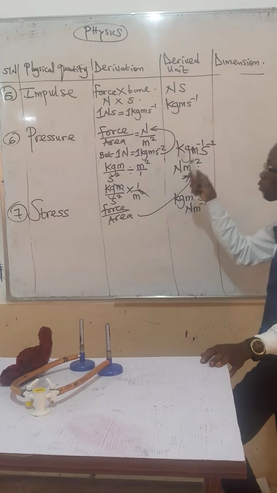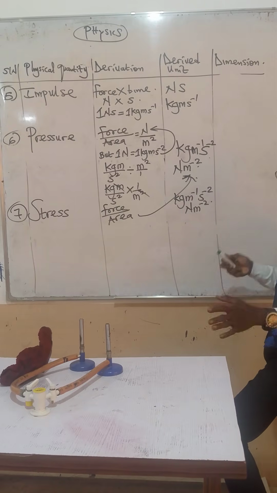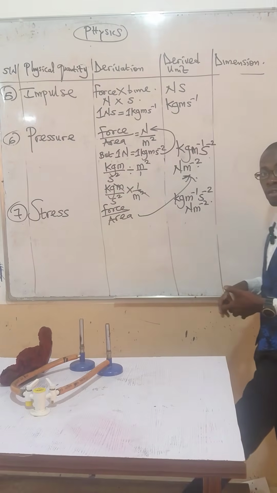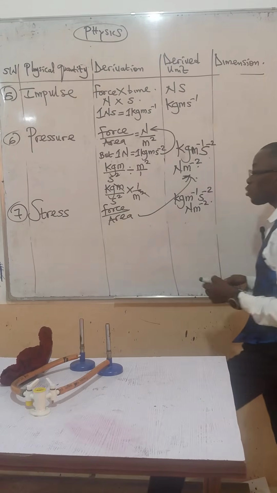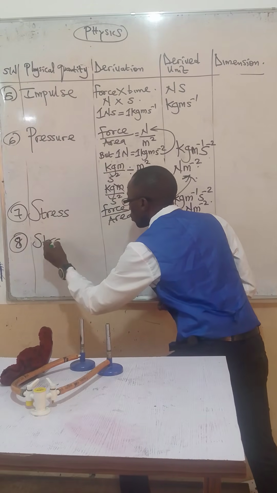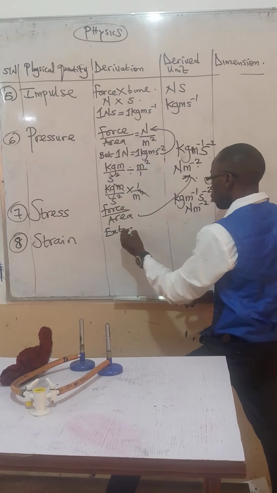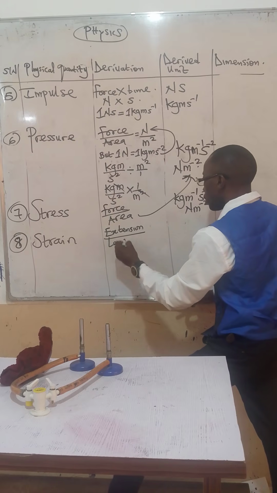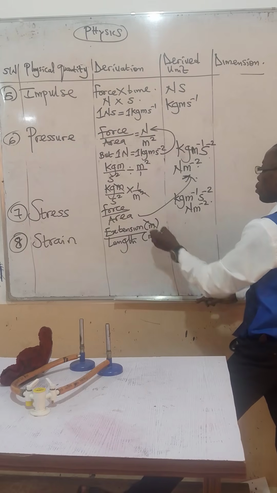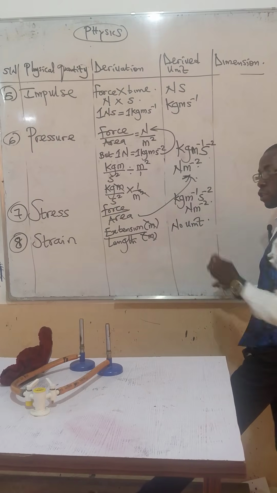From example 4 and 5, momentum and impulse have the same unit. So definitely they have the same dimension. And here also you have pressure and stress having the same unit. That means they have the same dimension. Okay, let's check strain. Strain is the ratio of extension to length. Now, extension is in meters, length is also in meters. Meter cancel meters, then you have what? No units. So strain has no unit.